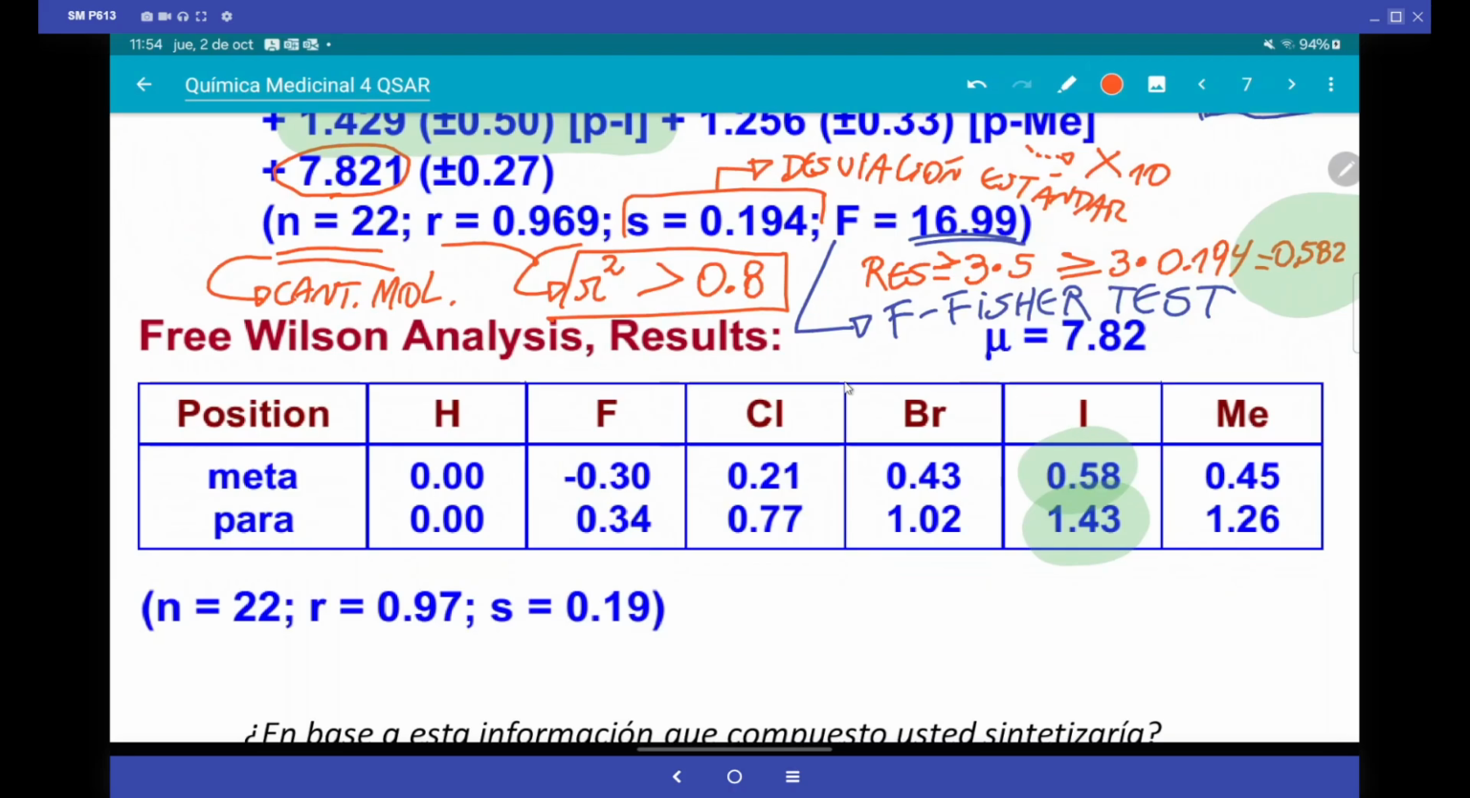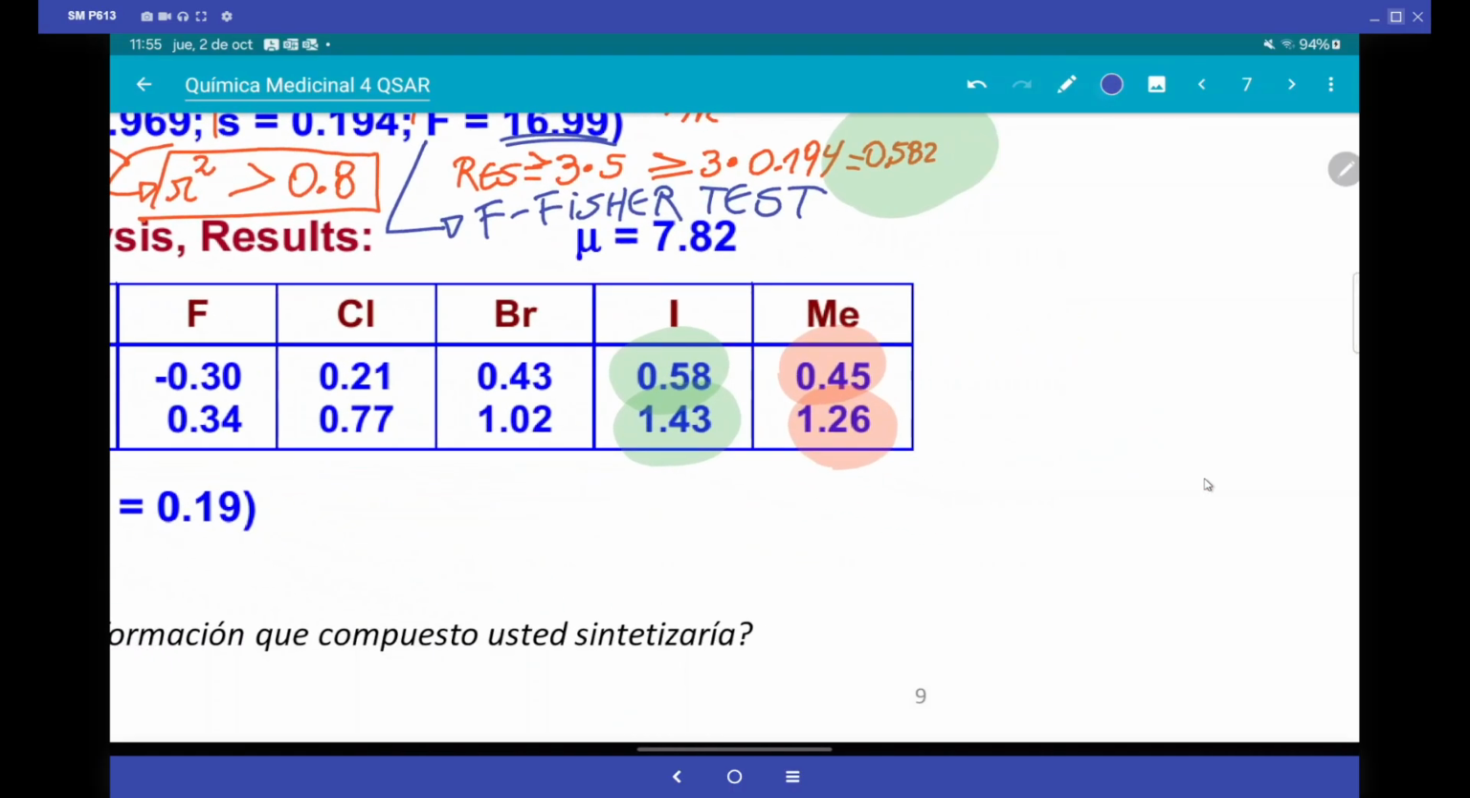On the right, OK, the methyl in para is the value that follows very well. Also, not true, 0.45 with methyl in position meta. A second molecule with iodo.